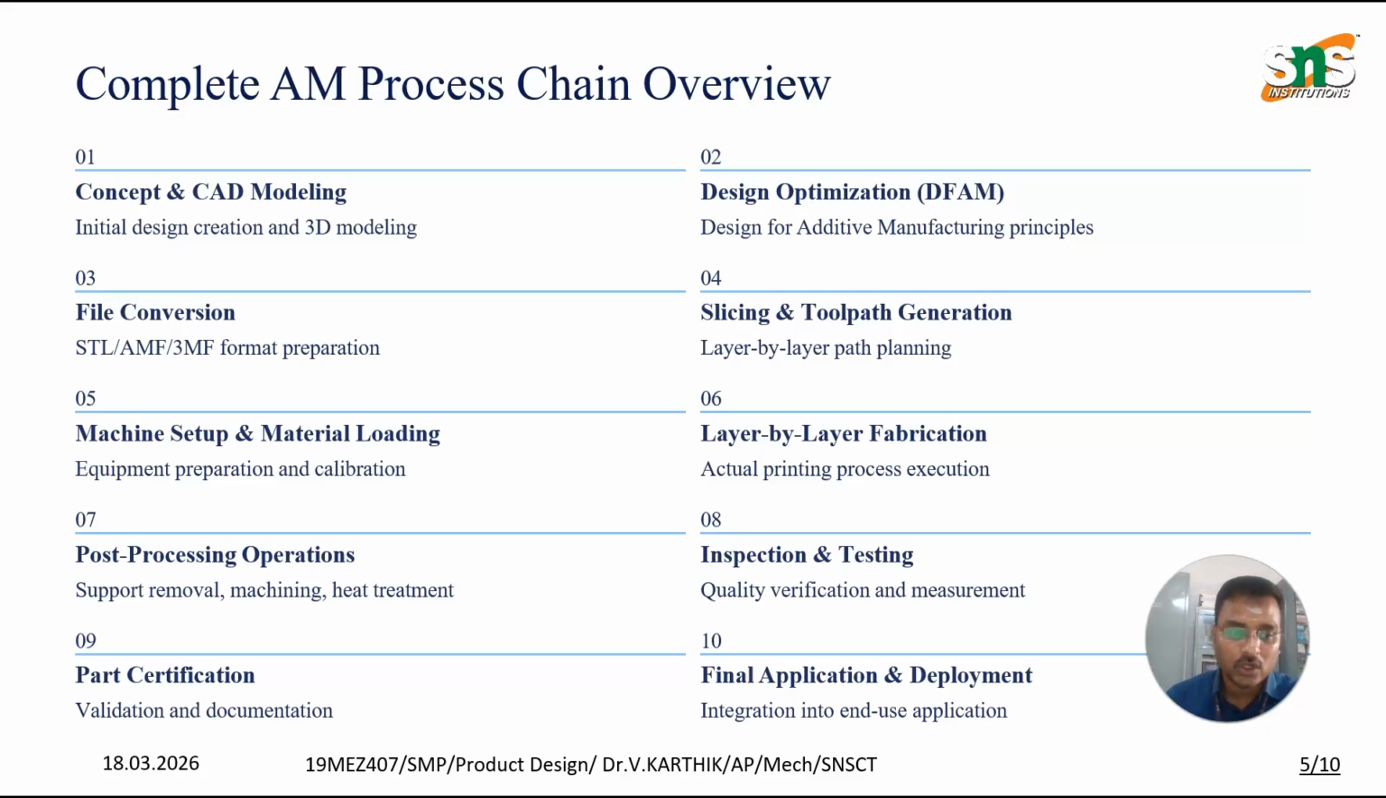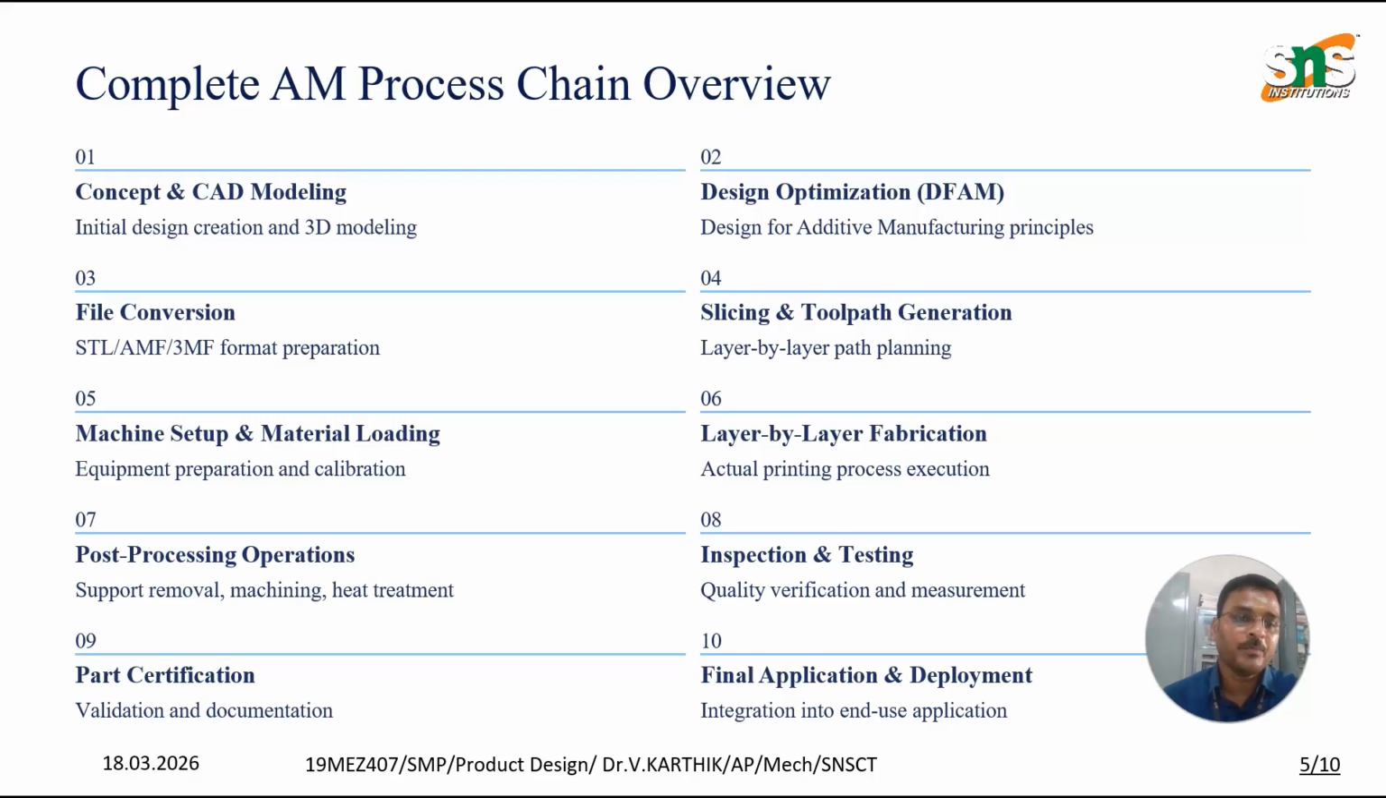The first one is the concept and CAD modeling, which is one of the important steps in manufacturing. In the olden technique, first we had to know the concept and design how it is to be designed for the manufacturing process. The first point is initial design creation and 3D modeling. Now we have more design software like AutoCAD, so we can do it in the CAD modeling software for the purpose.